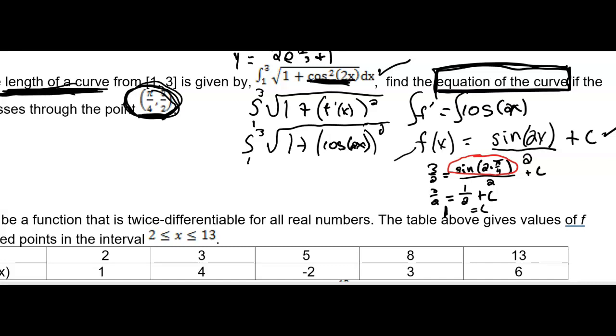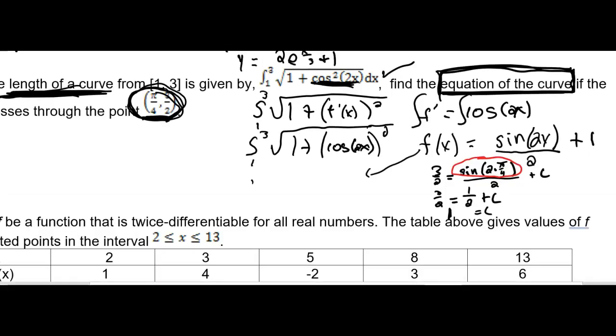So for the final answer, we can now write this function. Let me just do it this way. We can come back up here. Instead of this generic plus c, we can replace it with a 1. So this is our original function that would give us this length of a curve and also goes through this point.